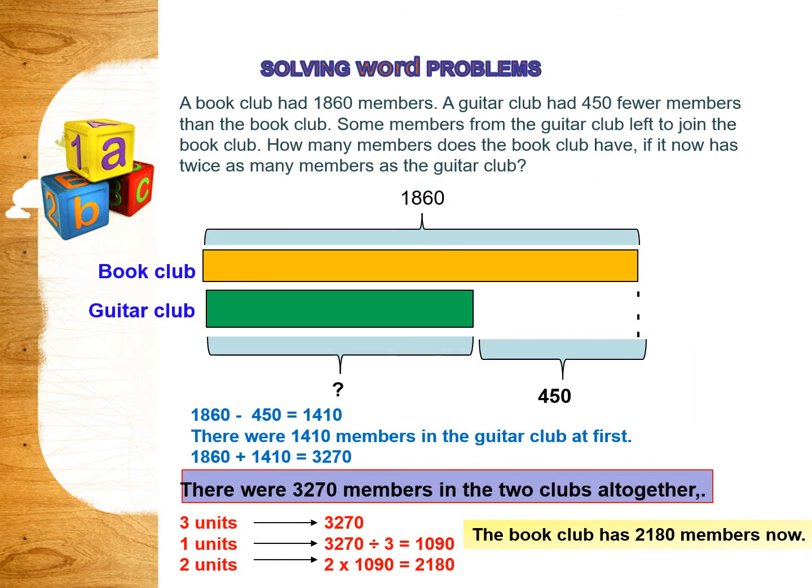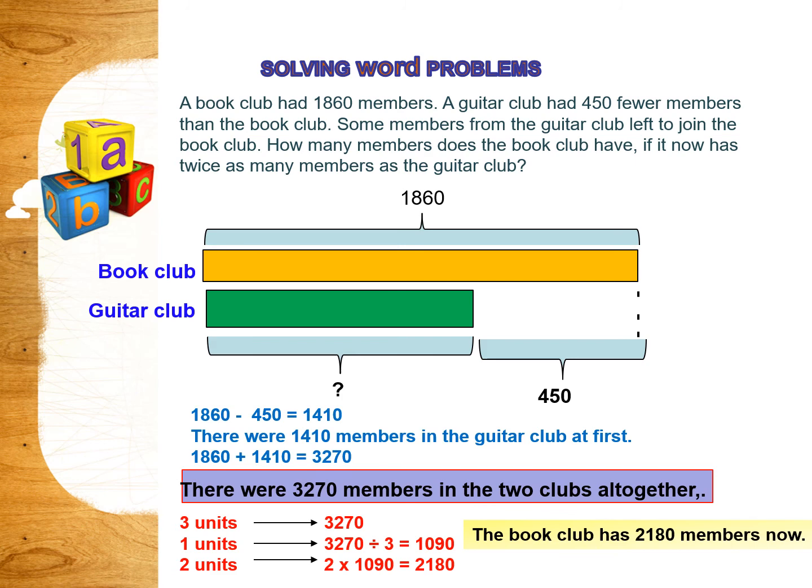Children, let's see the next lesson. Solving word problems, page number 61. Let's see the first example. A book club had 1860 members. A guitar club had 450 fewer members than the book club. Some members from the guitar club left to join the book club. How many members does the book club have if it now has twice as many members as the guitar club?